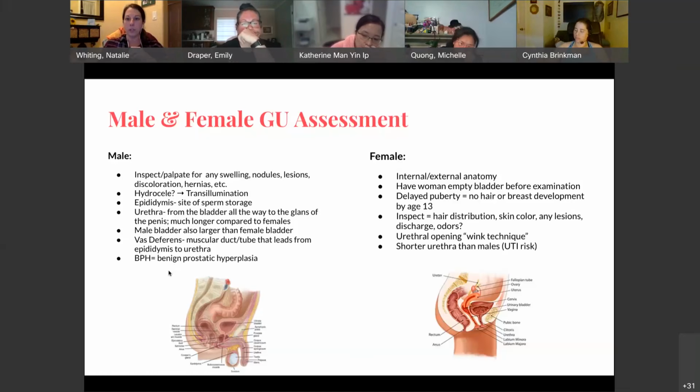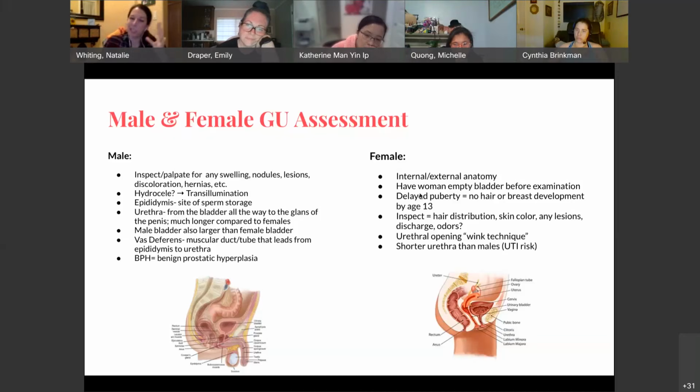For females, you should know pretty well the internal and external anatomy. I would have a good idea of the anatomy of both. Have women empty their bladder before assessment and examination. It is termed delayed puberty if they have no breast development by the age of 13.